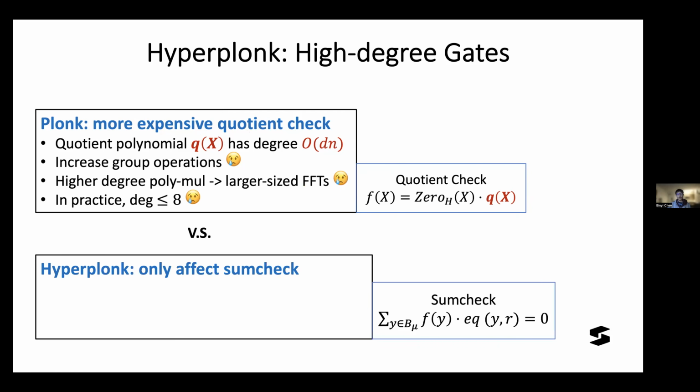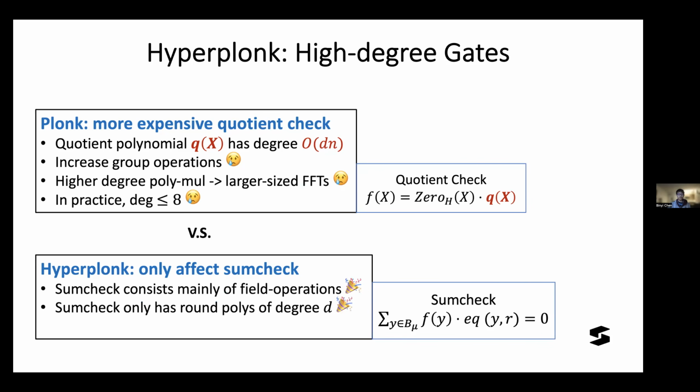But in contrast, HyperPlonk has the advantage that these high degree gates mostly affect only the underlying information-theoretic protocol, namely the sum check protocol. And we know that sum check consists mainly of field operations rather than group operations. Also, in each round of sum check there will be a univariate polynomial, but it's only degree D, not degree Dn. So we don't have a very large degree polynomial to be committed.